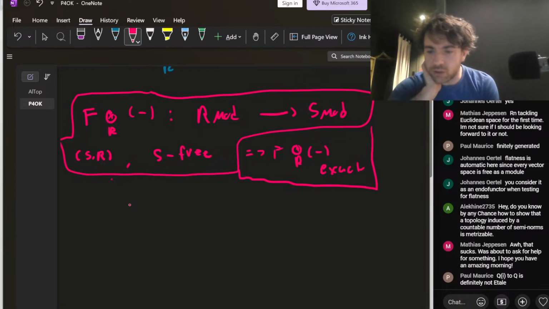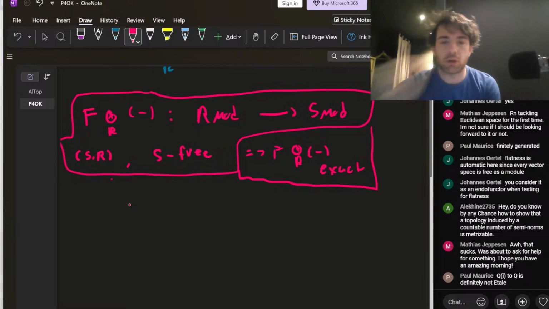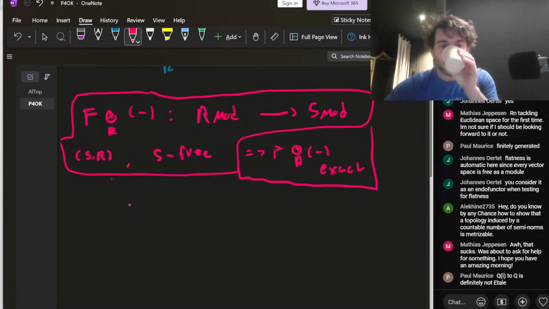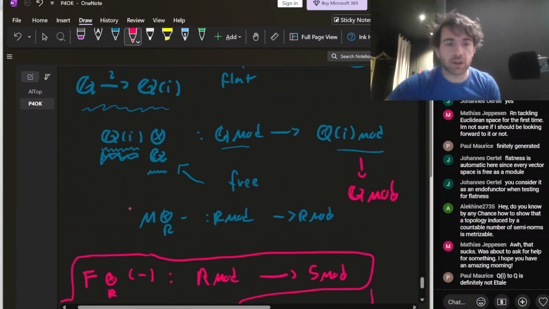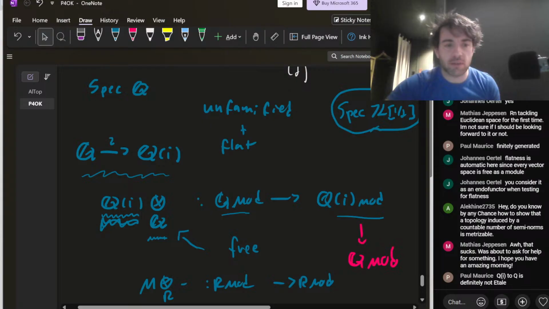Q(i) to Q is definitely not a torsor. No. Well, I mean Spec Q(i) to Spec Q. That's certainly a torsor, which is equivalent to giving the map Q to Q(i). That's what we're trying to prove is a torsor.